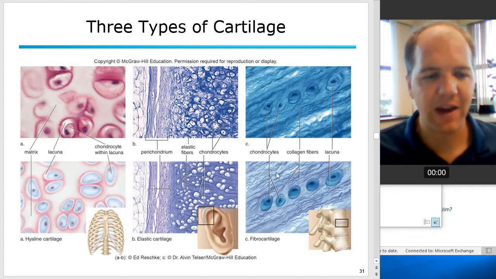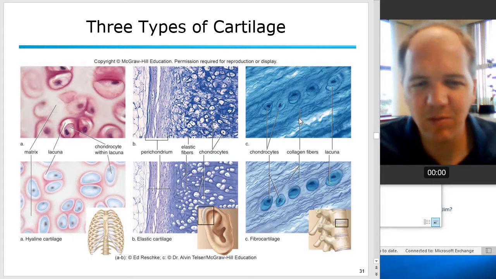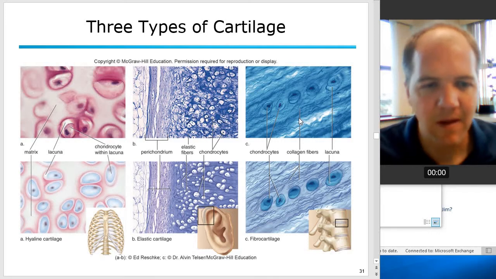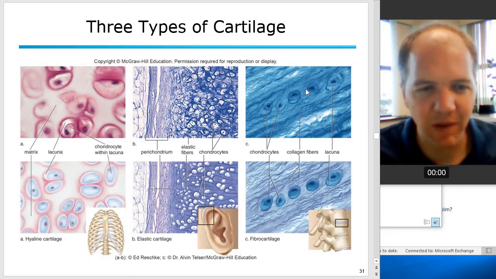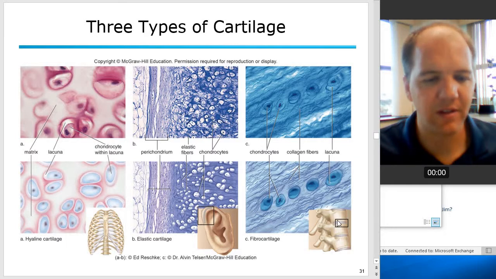Here's some examples of hyaline cartilage. So you see the chondrocytes, these cells, in this little space, the lacunae, and then you can see the collagen fibers that have been packed around. It looks a little bit similar to dense connective tissue, but the difference here being these spaces here, which you can see.